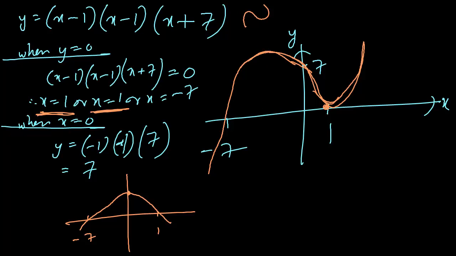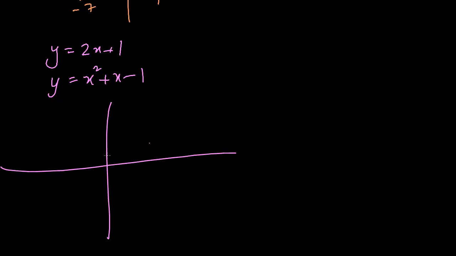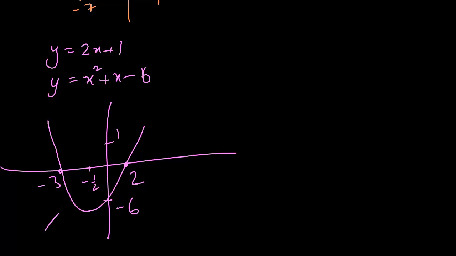Okay, now there is one more concept about Cartesian equations and solving equations. Suppose you have two Cartesian equations, y equals 2x plus 1, and y equals x squared plus x minus 6. Now remember, when you have two Cartesian equations, the picture is like this. So -3 and 2, it cuts the x-axis at -3 and 2. This is -6. And this is -half and 1. So these are the two pictures.